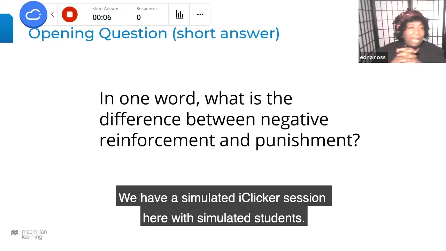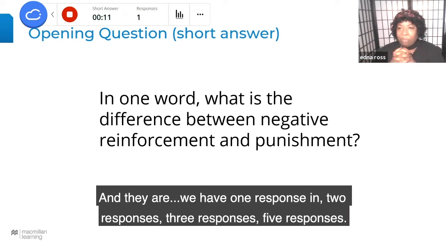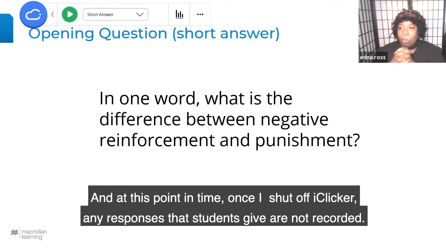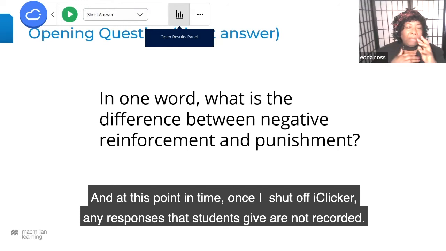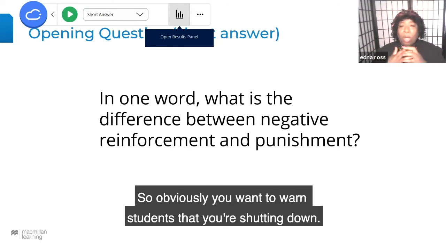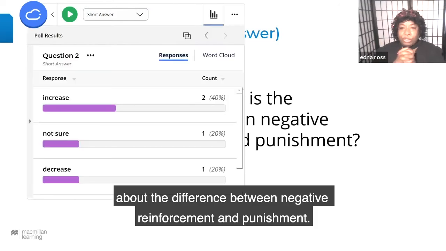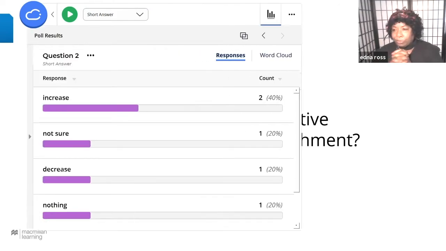We have a simulated iClicker session here with simulated students, and we have 1 response in, 2 responses, 3 responses, 5 responses. So let's close the clock. And at this point in time, once I shut off iClicker, any responses that students give are not recorded. So obviously you want to warn students that you're shutting down. So let's see what my students tell me about the difference between negative reinforcement and punishment.